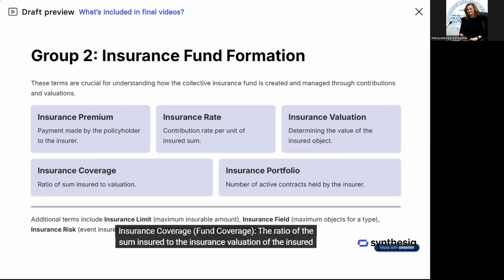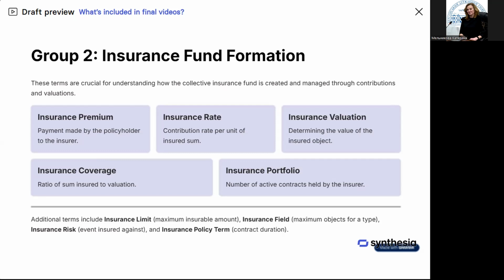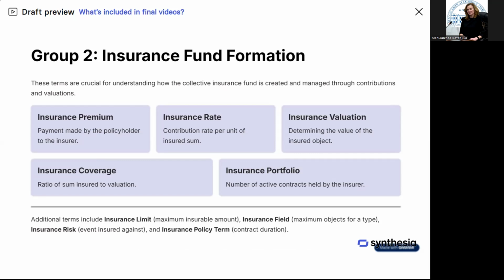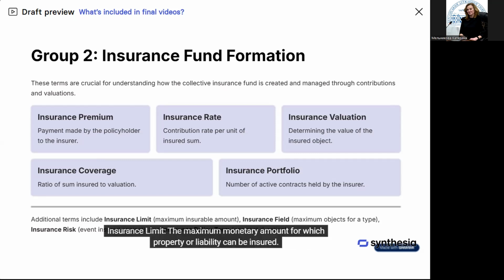Insurance coverage, or fund coverage, the ratio of the sum insured to the insurance valuation of the insured property. Insurance portfolio, the number of active insurance contracts held by an insurance company. Insurance limit, the maximum monetary amount for which property or liability can be insured. Insurance field, maximum number of objects covered by a specific insurance type. Insurance risk, an event against which insurance is provided, characterized by probability and uncertainty. Insurance contract term, the period during which the insurance contract is in effect.